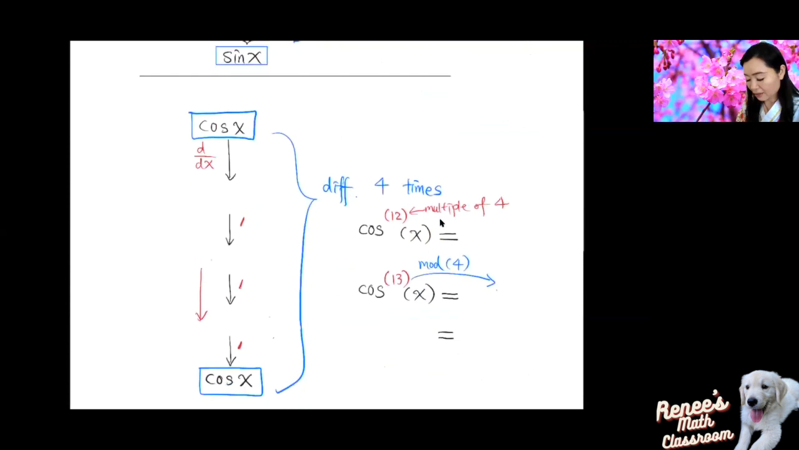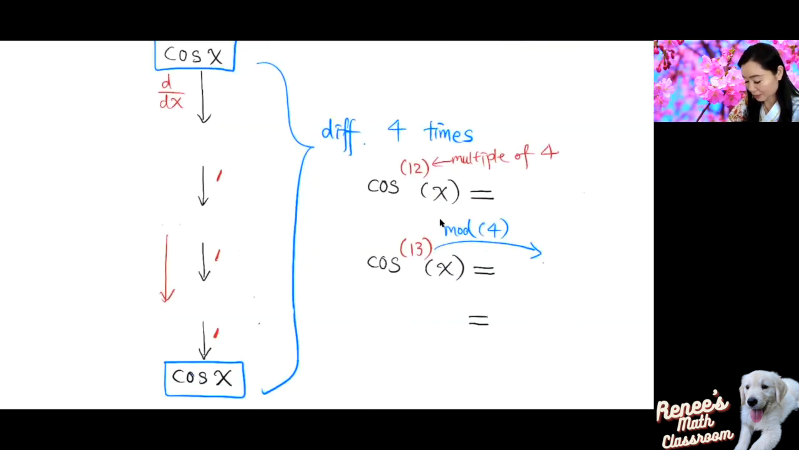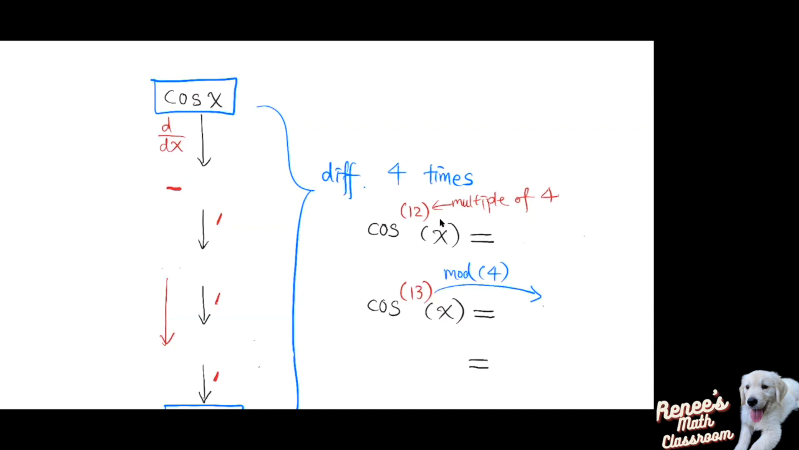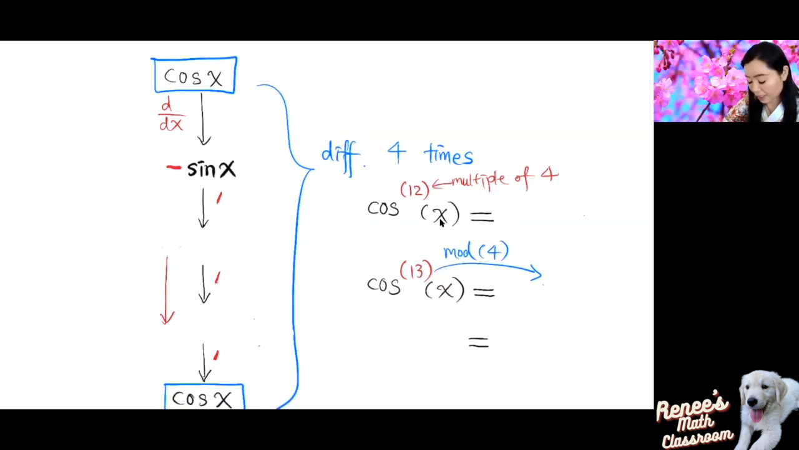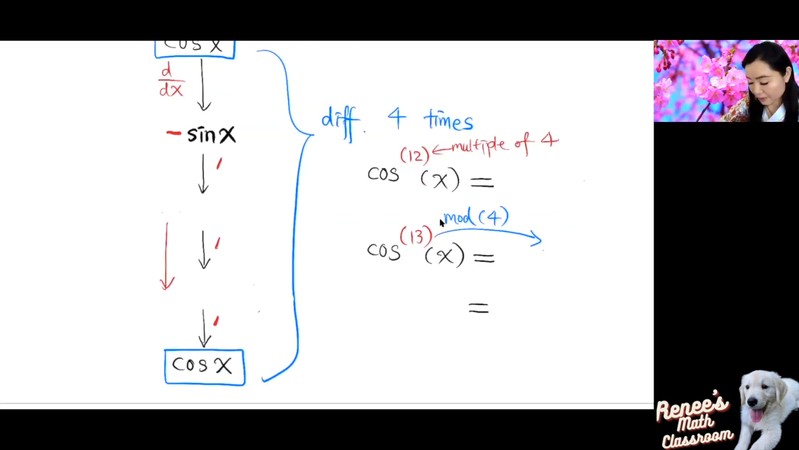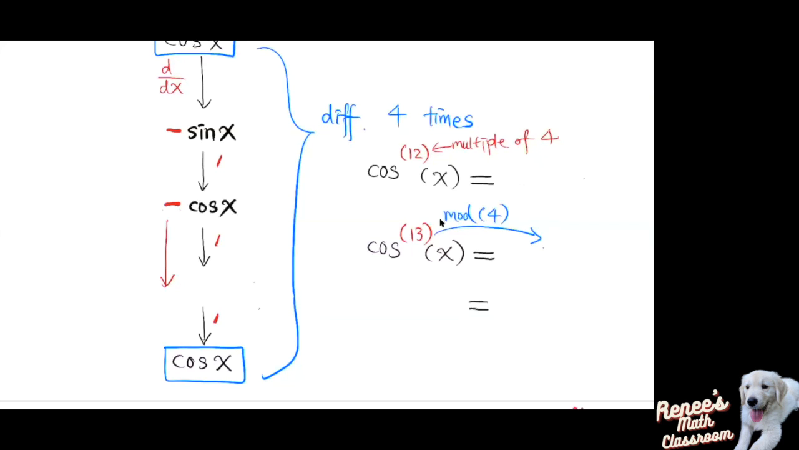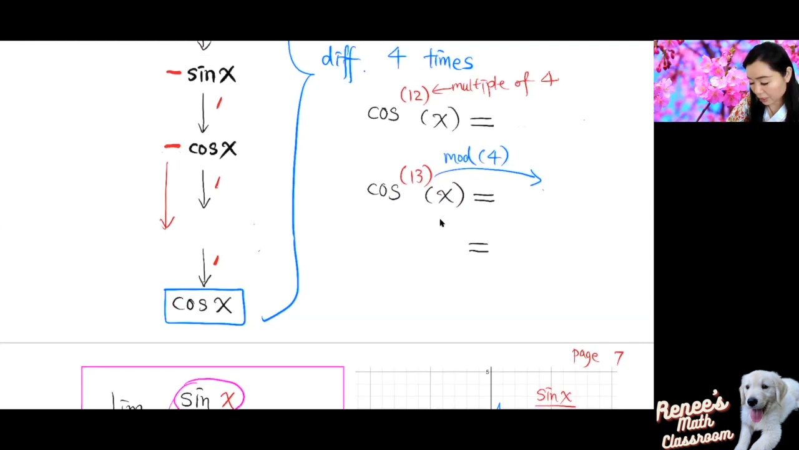Okay, now let's discover another pattern here. So cosine x, differentiate that one time. What do we get? Anyone? Negative sine x, right? Okay, differentiate that one more time. Negative what? Cosine x. Differentiate that one more time.